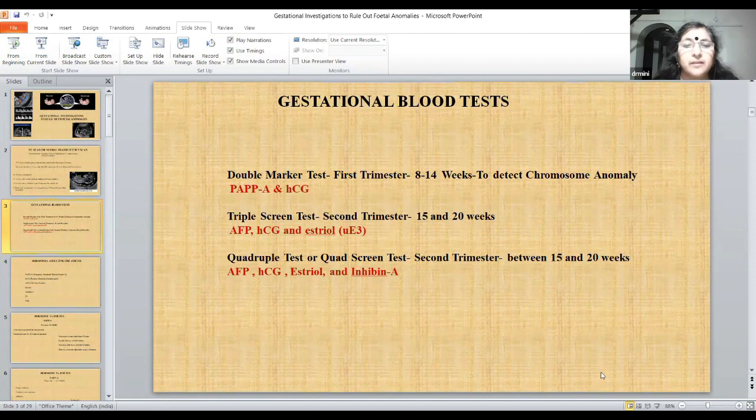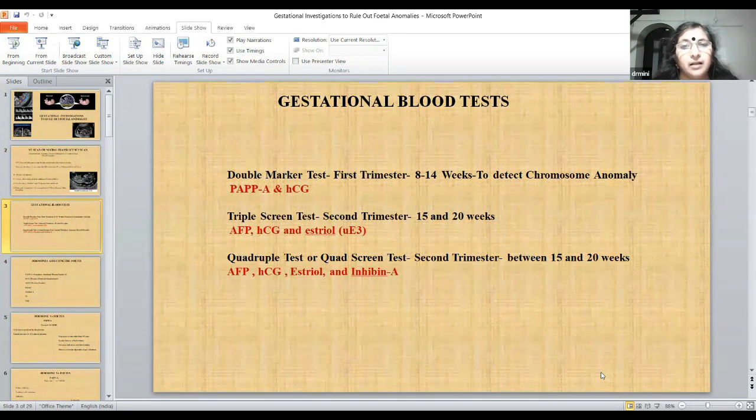The next one is the quadruple test or quad screen test. It is also done in the second trimester, between 15 and 20 weeks, but in the later half of that period. In the quad screen test, 4 hormones are tested: those tested in the triple screen test, alpha-fetoprotein, HCG, and estriol, plus inhibin A. Inhibin A is a protein. Inhibin A and inhibin B are proteins.